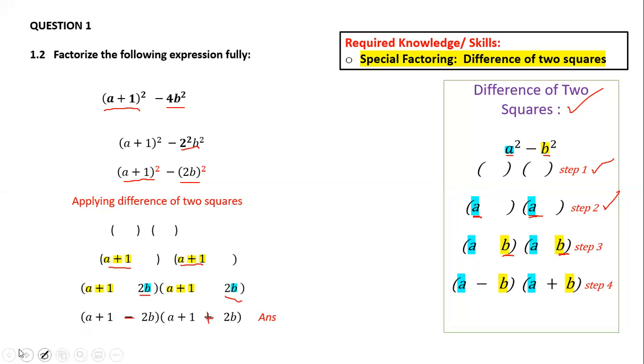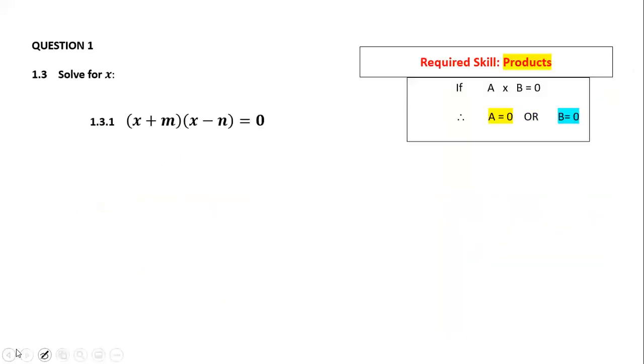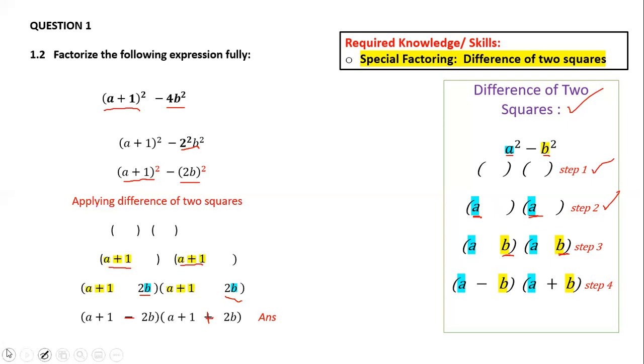So our answer is a plus 1 minus 2b, a plus 1 plus 2b. We can see that we cannot simplify this any further. So this becomes our final answer. Now we answer the next question.